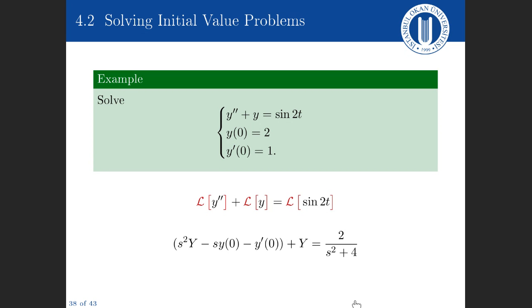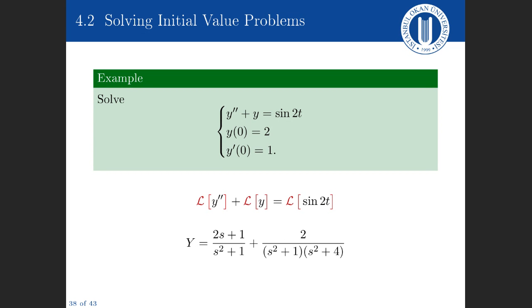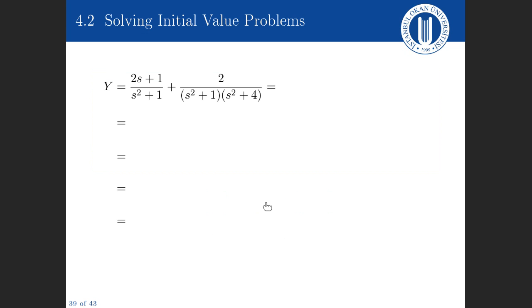We can put in the initial conditions because y of 0 is 2 and y prime of 0 is equal to 1. So there we go. We can rearrange to solve for capital Y. So capital Y will be 2s plus 1 divided by s squared plus 1, plus 2 over s squared plus 1 times s squared plus 4.